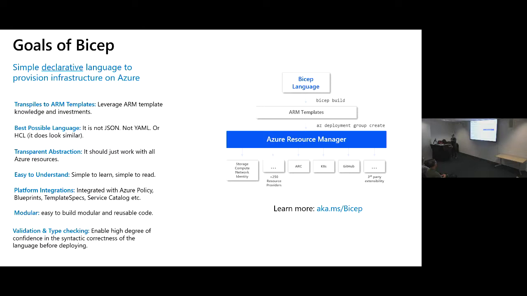It's also a transparent abstraction. As I mentioned, it's designed to sit on top, and you should be able to compile from Bicep to ARM and ARM to Bicep. But the problem with decompiling ARM to Bicep is you often have marked up your Bicep to make it easier to read and structure, and you can tend to lose some of that. It's, as I said, easy to understand, simple to learn, simple to read.